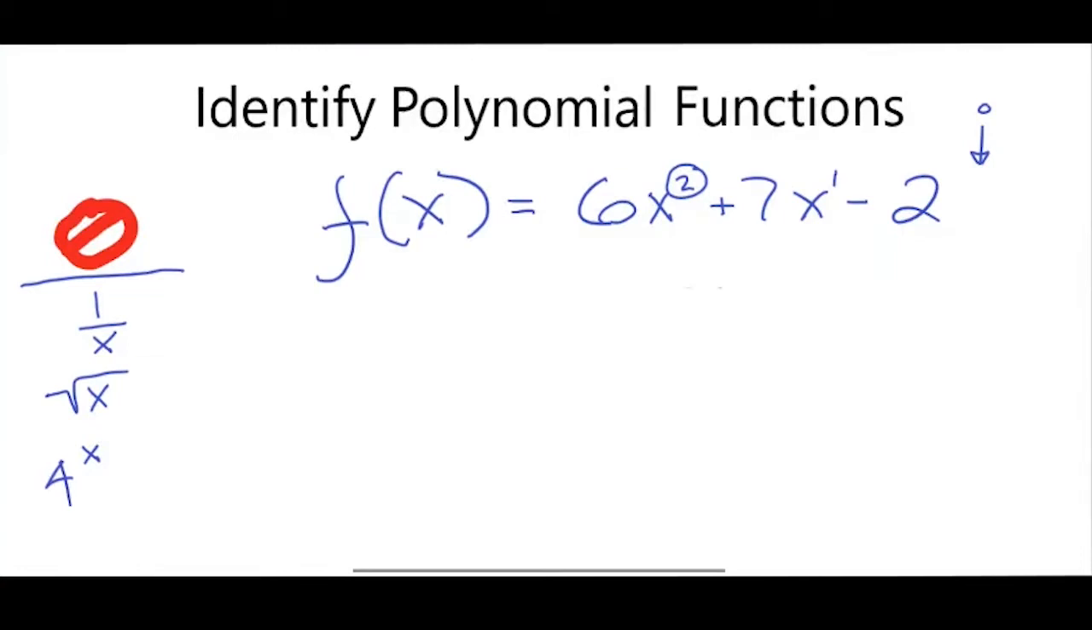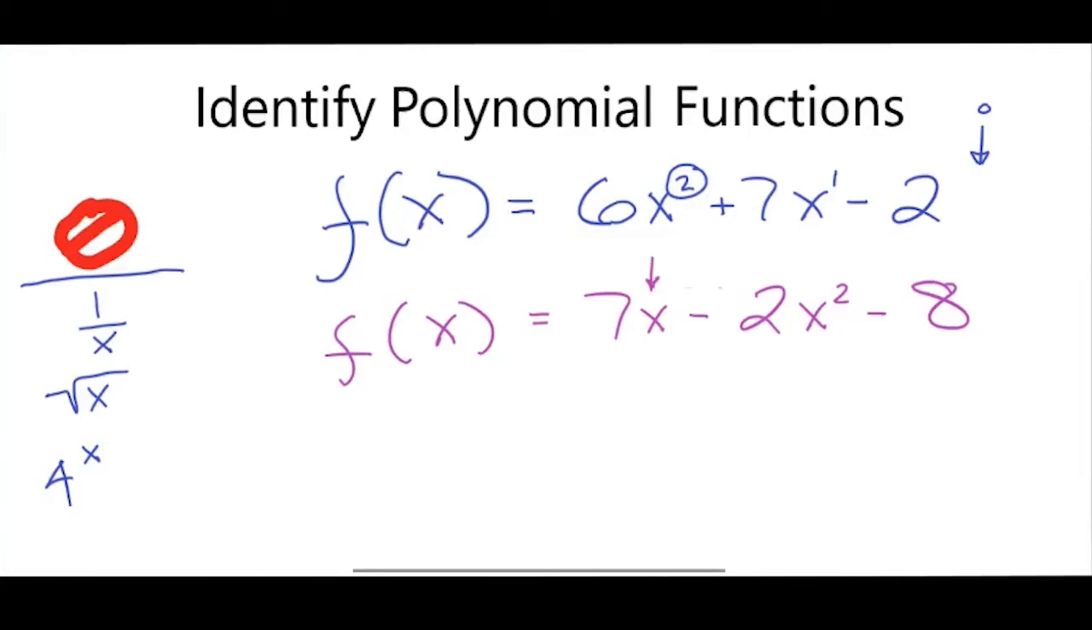All right, let's look at some examples. If I have f of x equals 7x minus 2x squared minus 8. The question is, is this a polynomial function? Well, I'm going to say yes, because that's x to the first power, that's x to the second power, and this is x to the 0 power. So I would say yes, this is a polynomial function.